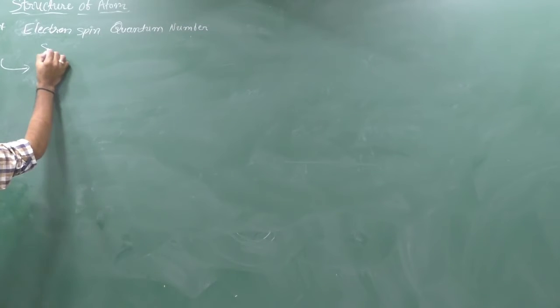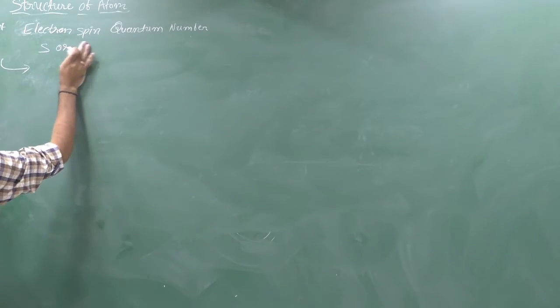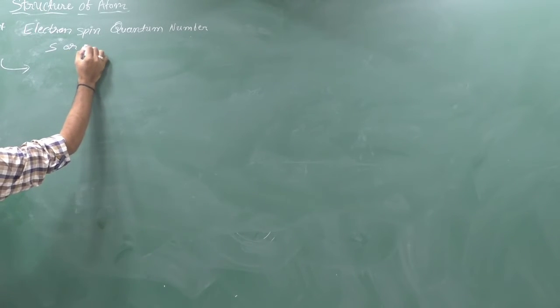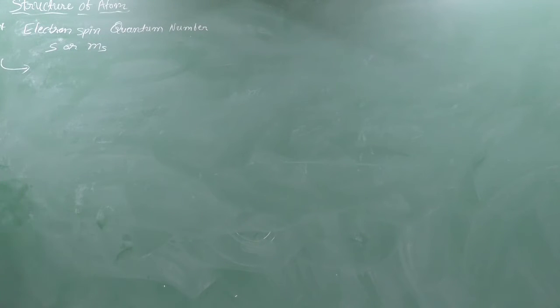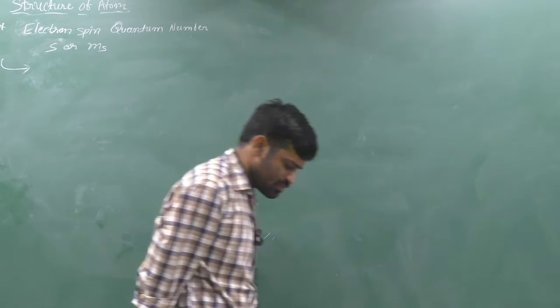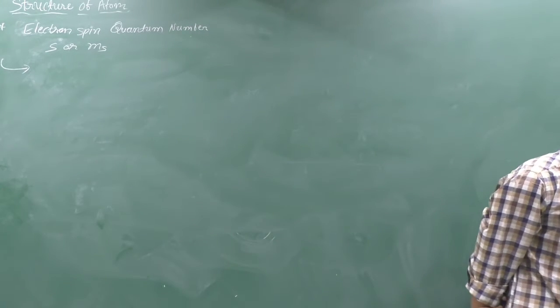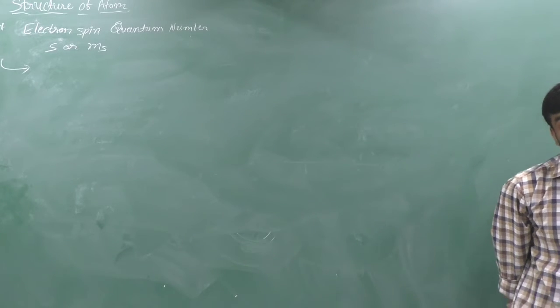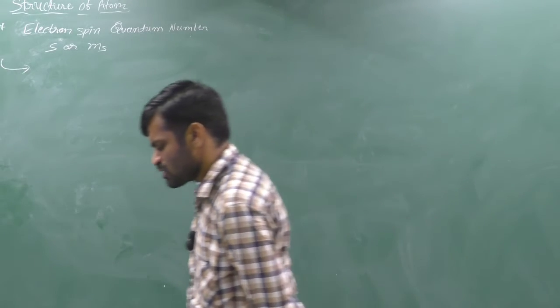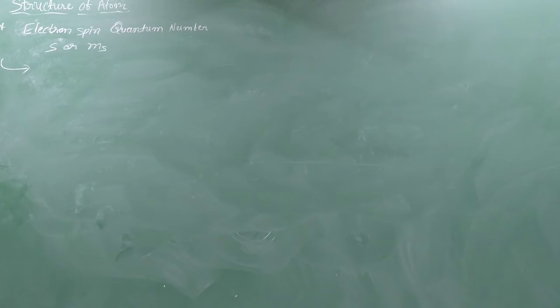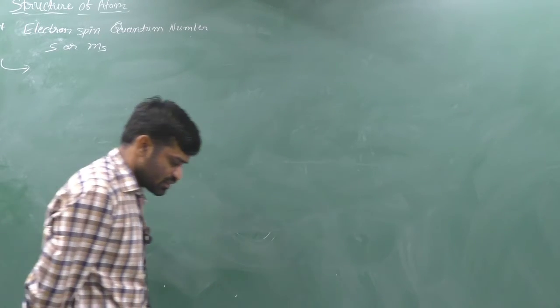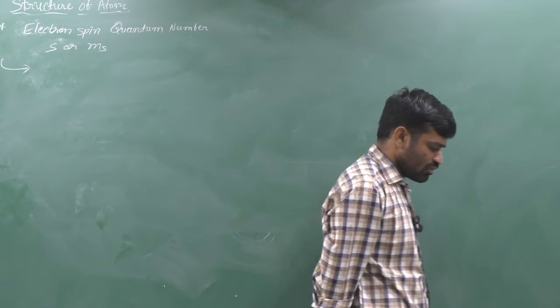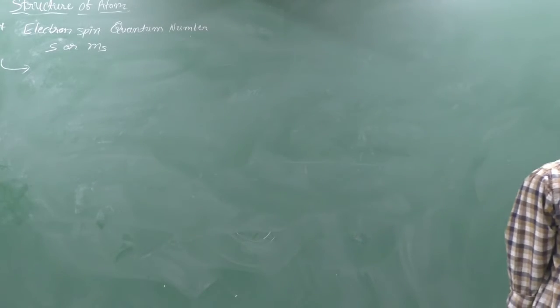Which is generally denoted by S or MS. If we think about the three quantum numbers, the principal quantum number, azimuthal quantum number and magnetic orbital quantum number, they give the maximum information regarding the electron and orbital, like energy, size, shape, and orientation around the coordinate axis.